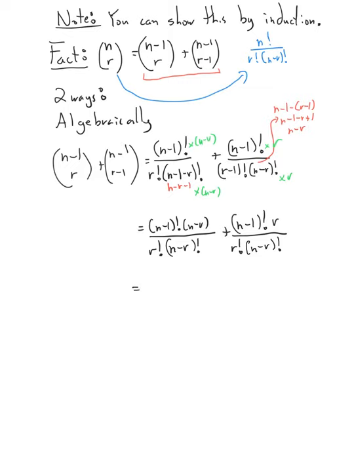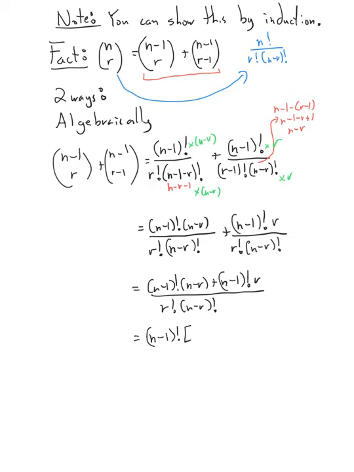So let's add these. They have the same denominator. So this is n minus 1 factorial times n minus r, plus n minus 1 factorial times r, all over what we want, r factorial times n minus r factorial. Now we need to show that our numerator is good to go. We need to show that this is n factorial. Well, we see a common factor of n minus 1 factorial in both terms, so let's factor that out.